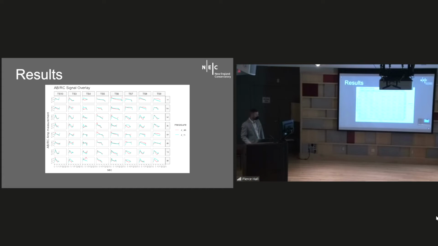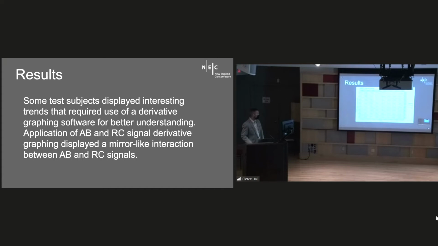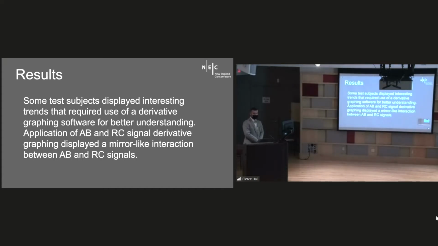I want to talk about those for the remainder of the time. Some test subjects displayed interesting trends that required use of a derivative graphing software for better understanding. And the application of this abdominal and ribcage signal derivative graphing displayed a type of mirror-like interaction between AB and RC signals. So while the bulk of the players showed expansion in the inspiratory phase of both the abdominal area and the ribcage area, a single test subject showed retraction of the abdominal area while the chest area expanded.